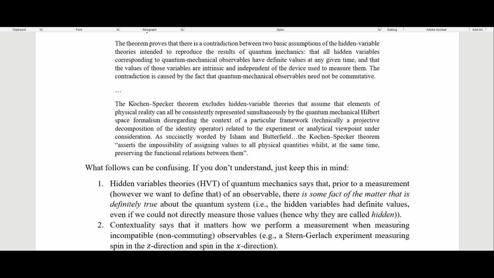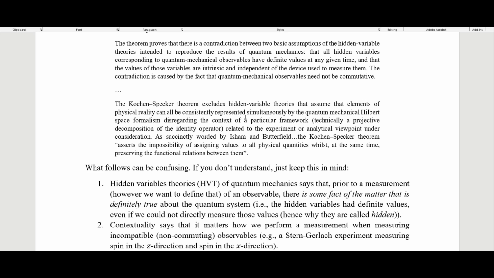All right, so the Kochen-Specker theorem excludes hidden variable theories that assume that elements of physical reality can all be consistently represented simultaneously by the quantum mechanical Hilbert space formalism, disregarding the context of a particular framework, so related to the experiment or analytical viewpoint under consideration. As succinctly worded by Isham and Butterfield, the Kochen-Specker theorem asserts the impossibility of assigning values to all physical quantities whilst at the same time preserving the functional relations between them.